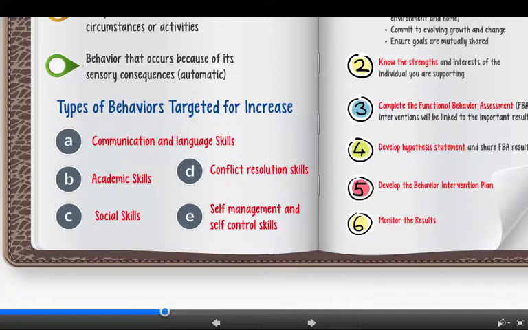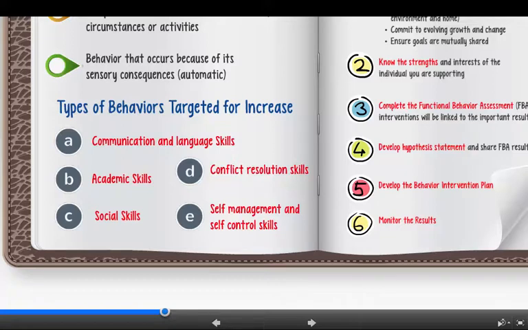So communication takes a variety of different forms, and as a registered behavior technician, you will come in contact with a wide variety of individuals with very diverse capabilities in terms of the form of their communication. So some of the individuals may be using a picture-based system or assistive technology, and others will be perfectly fluent with respect to their communication skills and their language skills. But you will be targeting that for increase.